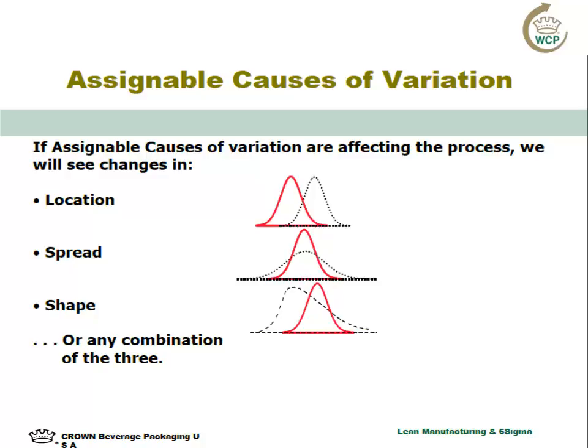Assignable causes of variation can make the data move in any combination of these three things. How the data moves will give the operator clues as to what is happening. For example, if a piece of tooling wears down, the process may stay centered, but the range or spread of data will likely increase, like in the middle picture. If a new piece of tooling is used, the spread would hopefully be okay, but the location or target could shift.